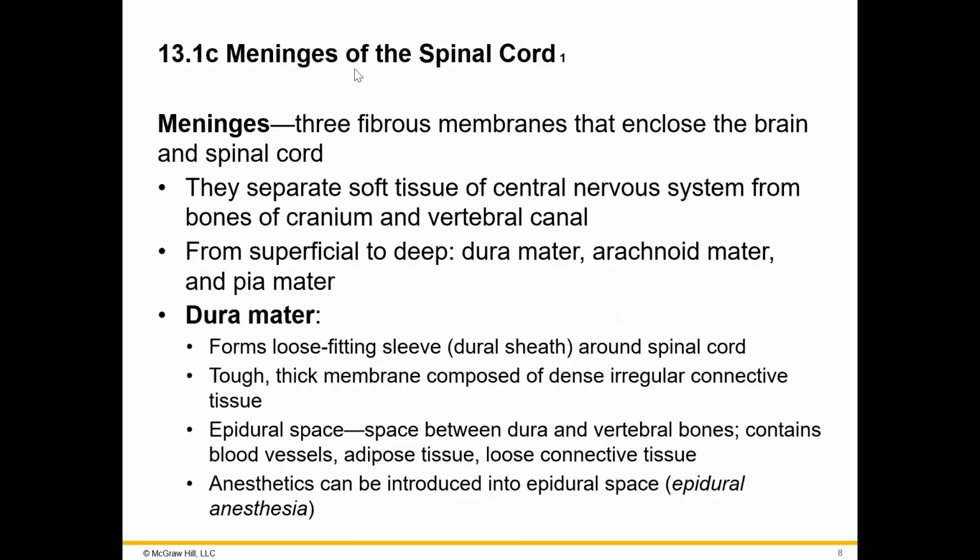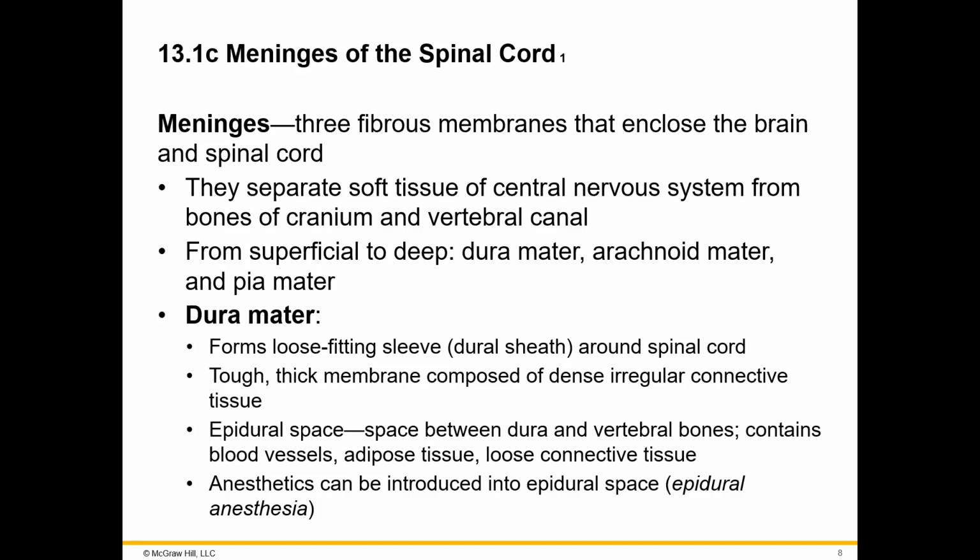Okay, the meninges are protective layers. These are three fibrous membranes that enclose the brain and the spinal cord. They separate the soft tissue of the central nervous system from the bones of the cranium and the vertebral canal. So from superficial to deep, you have the dura mater, followed by the arachnoid mater and the pia mater.